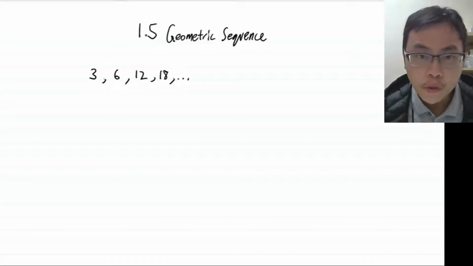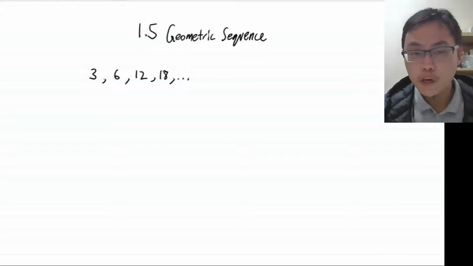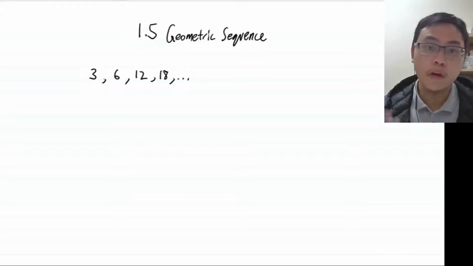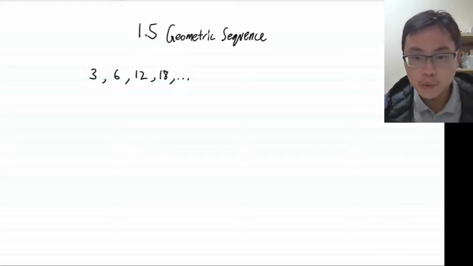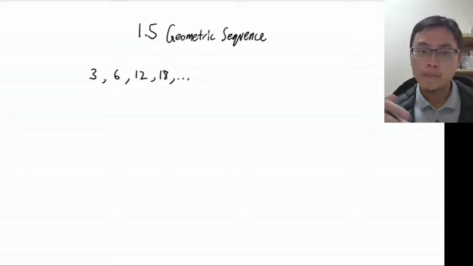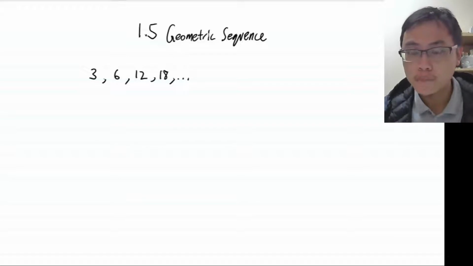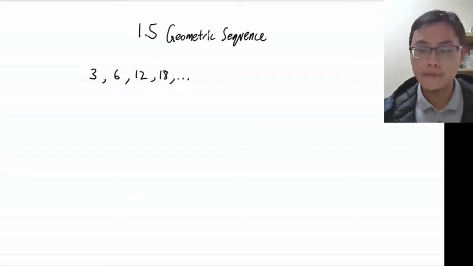In this video, I'll be going through 1.5, which is geometric sequences. So we finished arithmetic sequences and series, so we're on to geometric. The only difference between arithmetic and geometric is that geometric, instead of adding the same common difference every single time, will be multiplying by the same common ratio.